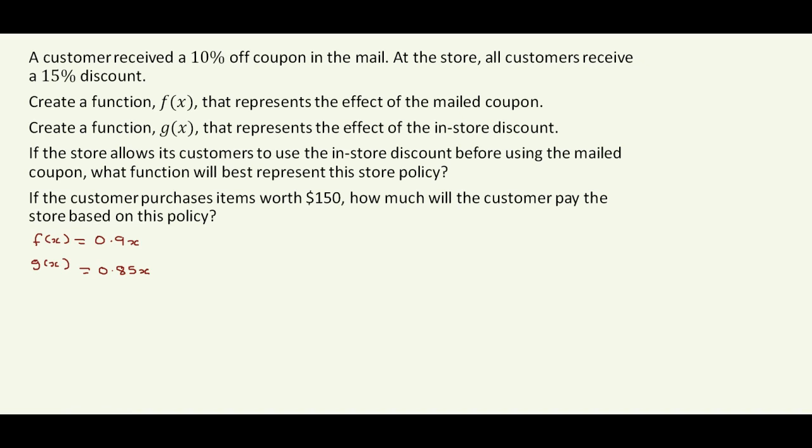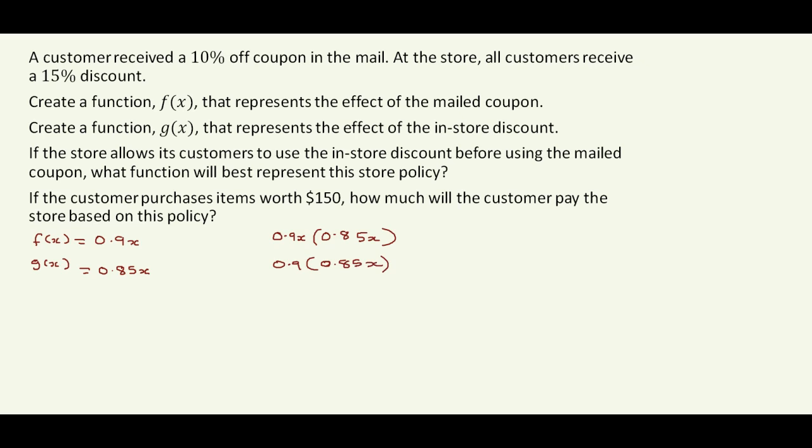Now, if the store allows its customers to use the in-store discount before using the mailed coupon, what function will best represent this store policy? So we want to use the in-store discount first, so we're going to have 0.85x before we use the mailed-in discount. So 0.85x is used first, and then 0.9x is used thereafter. So this will be represented like this, 0.85x.